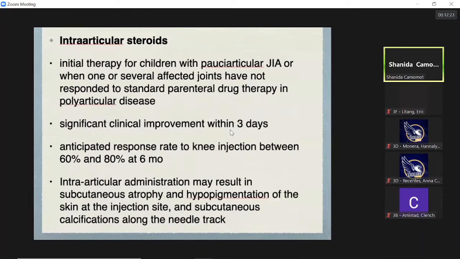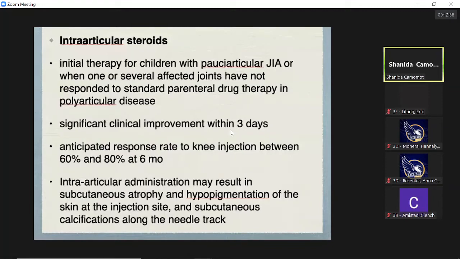We can also do intra-articular steroids. You inject the steroids directly into the joint. This is an initial treatment for children with oligoarticular JIA, or when one or several affected joints have not responded to standard parenteral drug therapy in polyarticular disease. If you do intra-articular steroids, significant improvement is seen within 3 days. There is an anticipated response rate to knee steroid injection between 60 and 80% at 6 months.